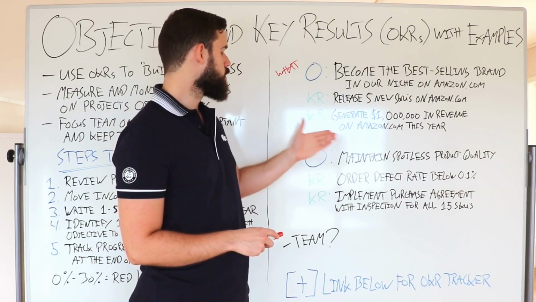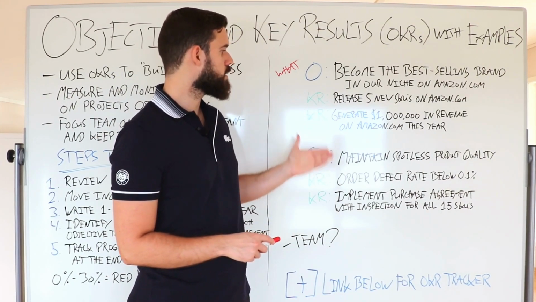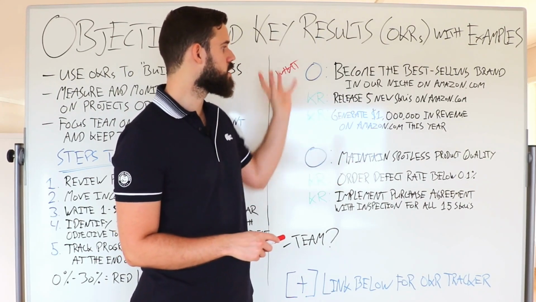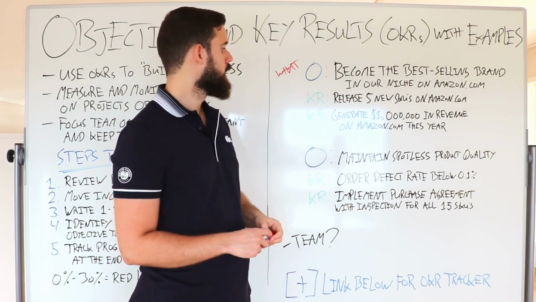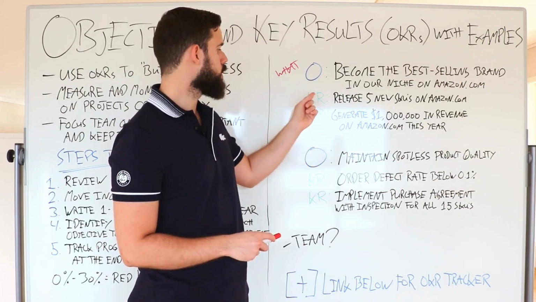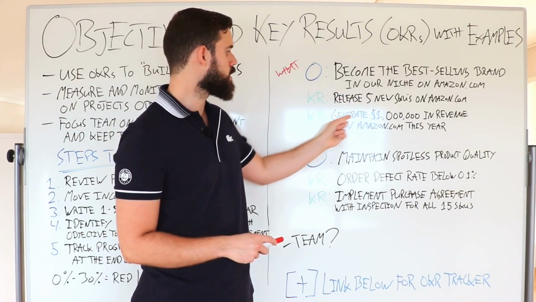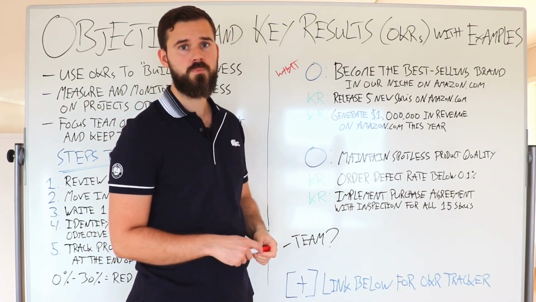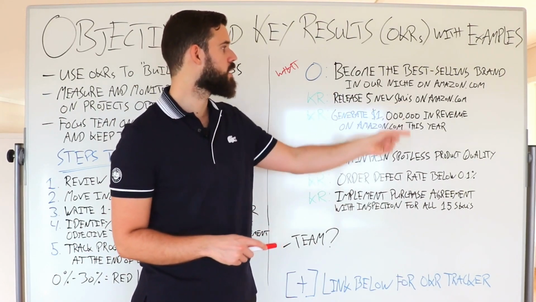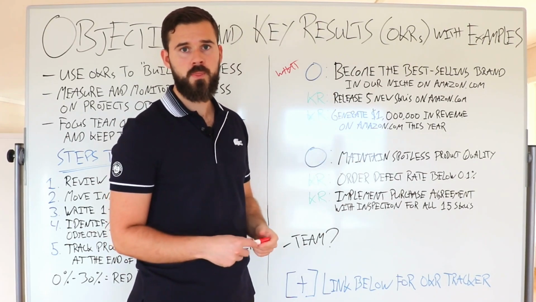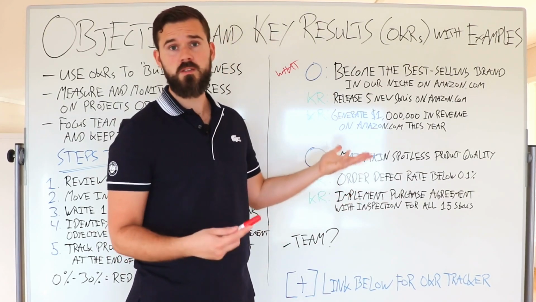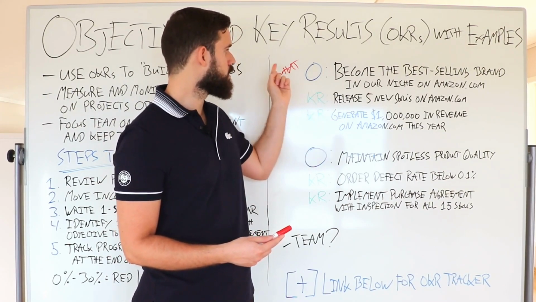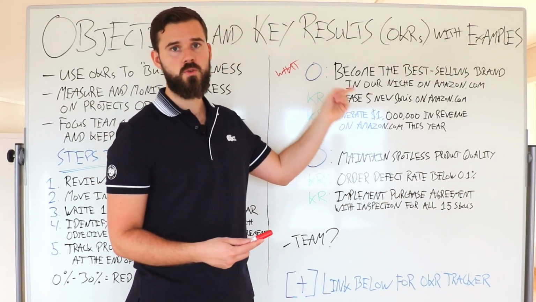And then the second key result might be we're going to generate $1 million in revenue on Amazon.com this year. So these are yearly OKRs. And you think to yourself, if I do this and we accomplish this, then we're going to be the best-selling brand in our niche on Amazon.com. We believe this is more than any of our competitors are doing. So this is how you really set KRs that are measurable and definitely cause the objective to become true.